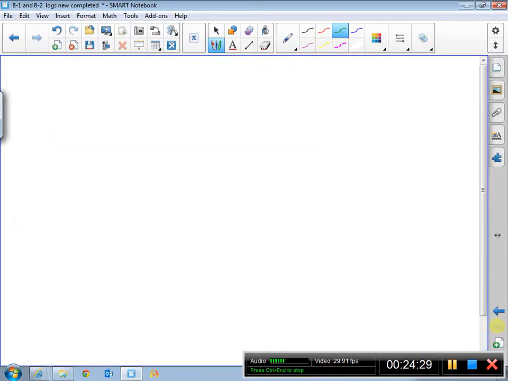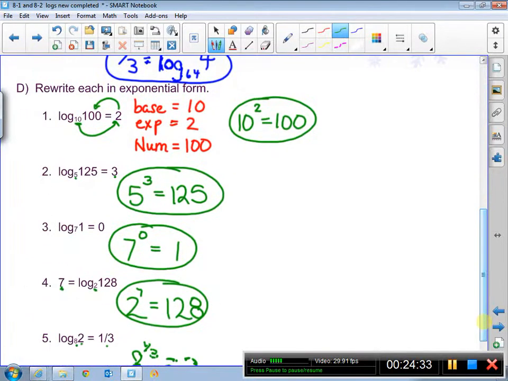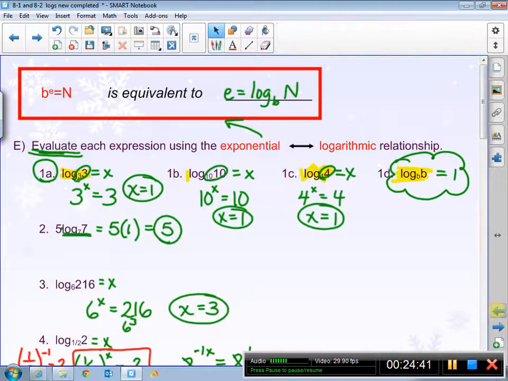Okay, let's see. I think that's it. There's a couple there for you to try. Many there for you to try. But the bottom line is going back and forth from Ben form to log form or log form to Ben form so that you can set the question up in order to answer it.